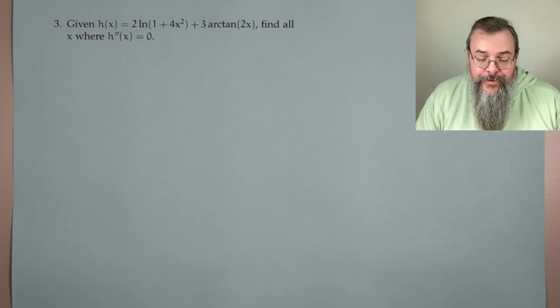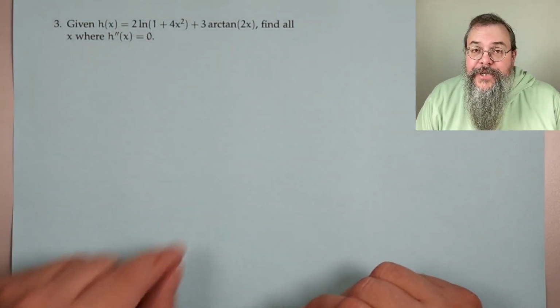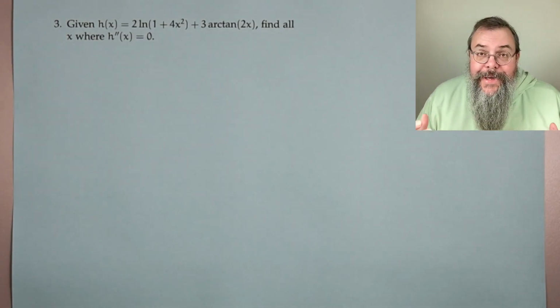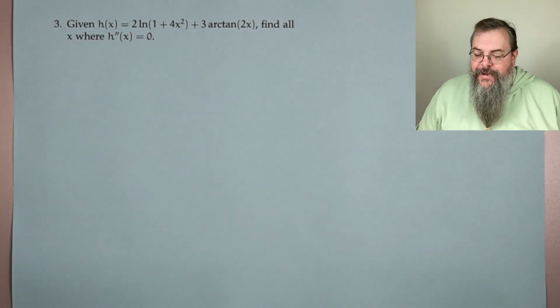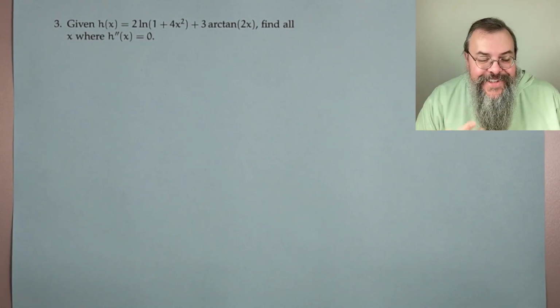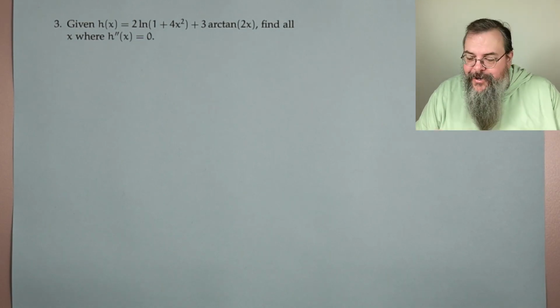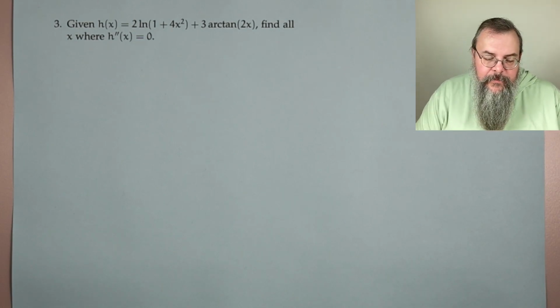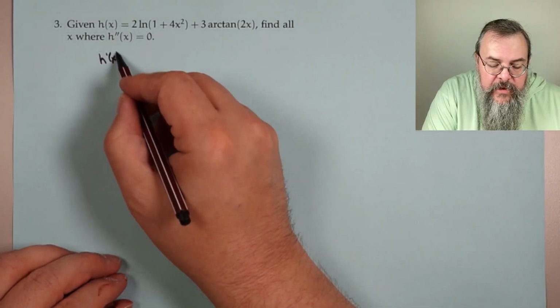Given h of x is 2 log of 1 plus 4x squared and 3 arctangent 2x, find all x where h double prime of x equals 0. All right, so this is a problem so nice, we're going to do the derivative twice. So let's start. So we need to know our logs and our arctangent derivative. So let's start there. So first derivative, h prime of x.